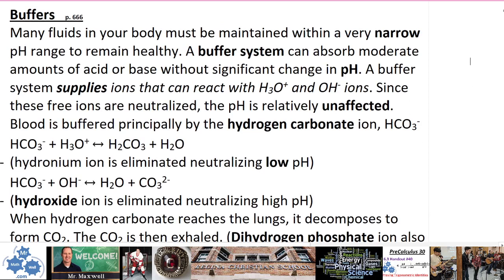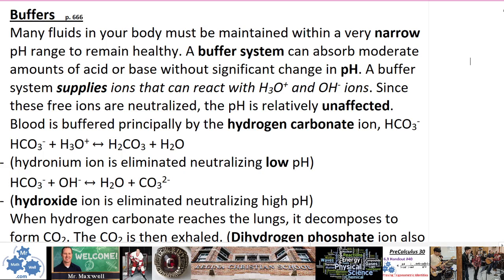Many fluids in your body must be maintained within a very narrow pH range to remain healthy. This is something we don't think about every day, but the pH of our blood and the fluids in our tissues, if we get wildly acidic or wildly basic, we are in big trouble. So a wonderful design feature in our body is a buffer system that can absorb moderate amounts of acids or bases without significant change in pH. It is a wonderful design feature that we benefit from in our bodies.